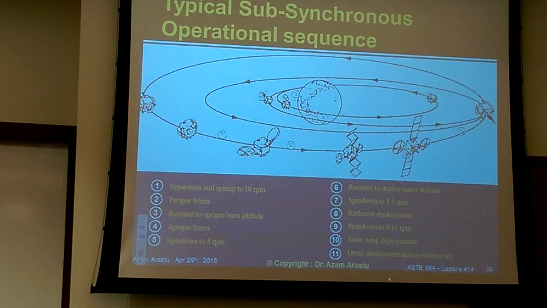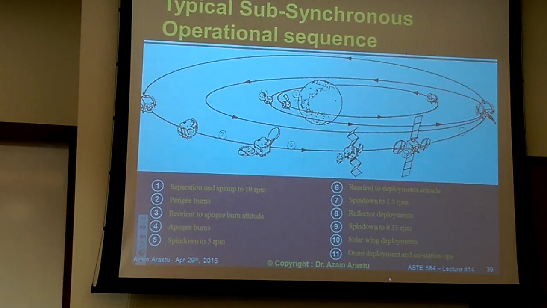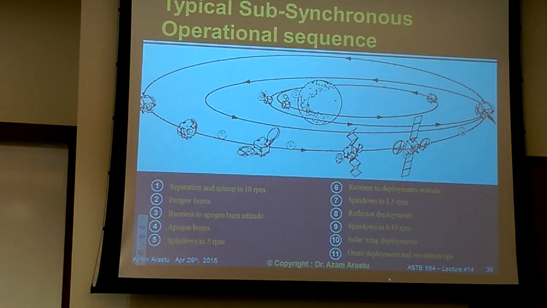So now it's coming in, and now you start again. At this point, you reorient to aperture burn attitude. I think this is number four, this is number three, this is number four. And you do an aperture burn again. Now you spin down to about 5 RPM, because you pull it out and start slowing down a little bit. Then at this point you reorient and deploy. Now you have done everything.